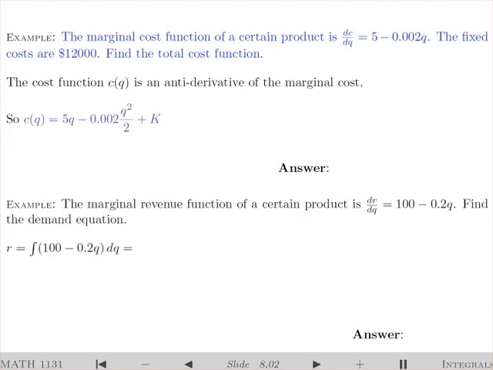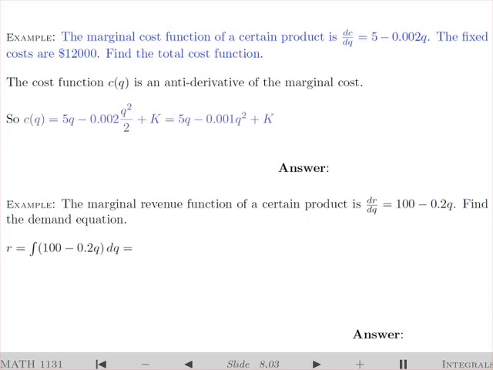So now we have to determine k. For that, I'm going to use the information about fixed costs. Fixed costs are costs which are incurred irrespective of production. Or more precisely, it's the value of the cost function when the output is 0.